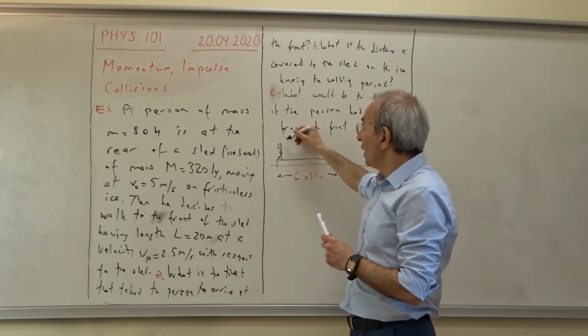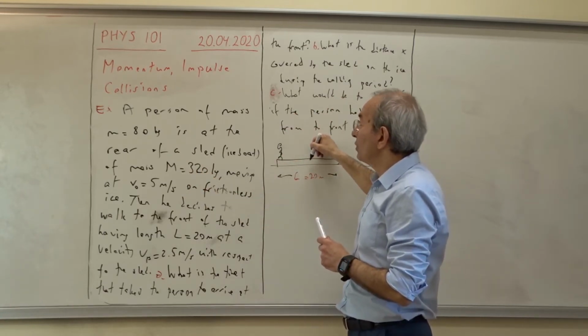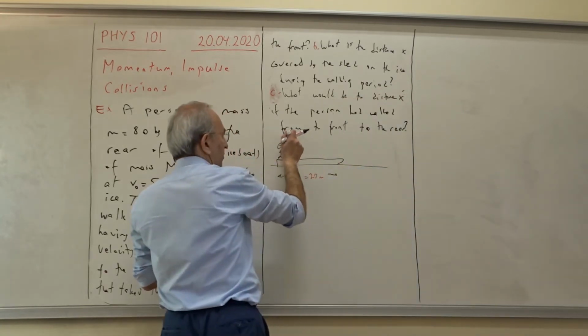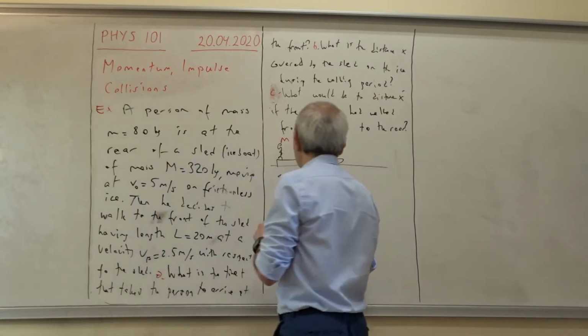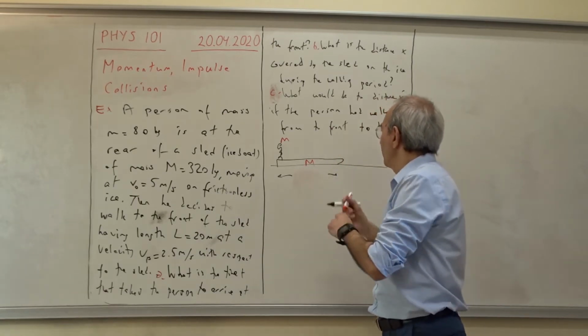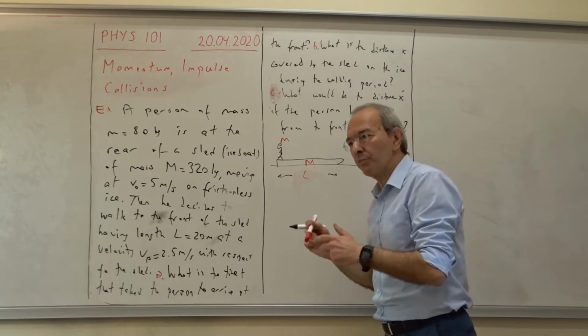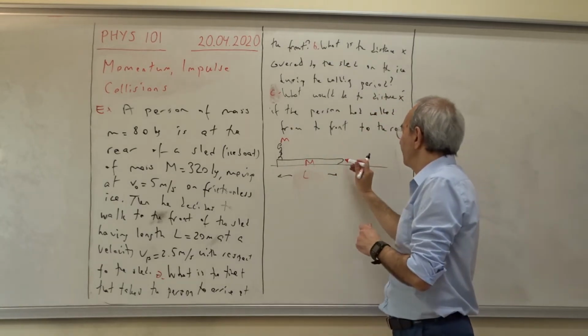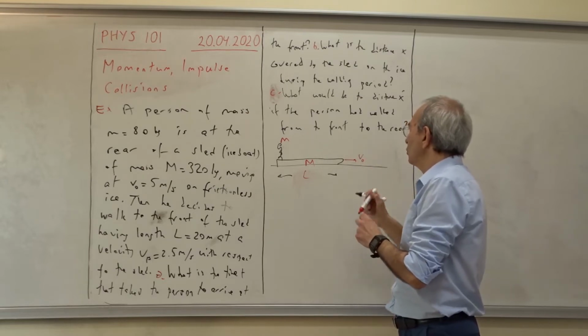Masses are given, 80 kilograms and 320 kilograms. Okay, so this is little m and capital M. Forget about numbers, just use the letters now, and then in the solving part we will use the data. And this is moving at a certain velocity v zero.